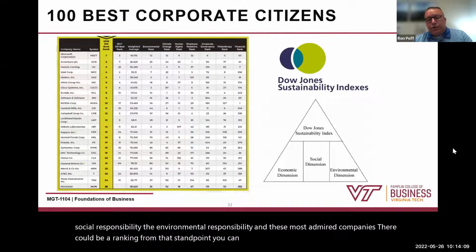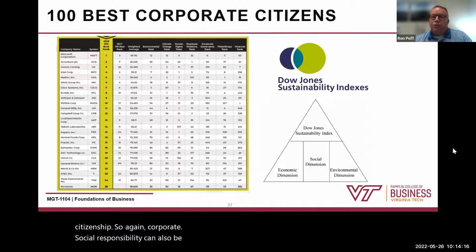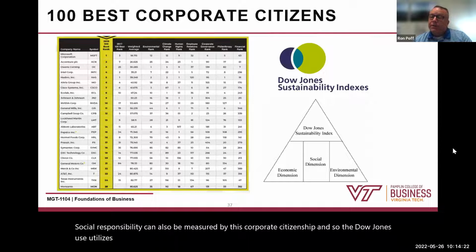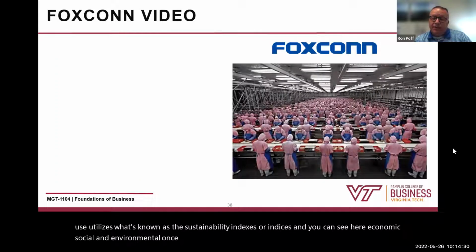You can also get into what's called corporate citizenship. So again, corporate social responsibility can also be measured by this corporate citizenship. And so the Dow Jones utilizes what's known as the sustainability indexes or indices. And you can see here, economic, social, and environmental, once again, coming together.